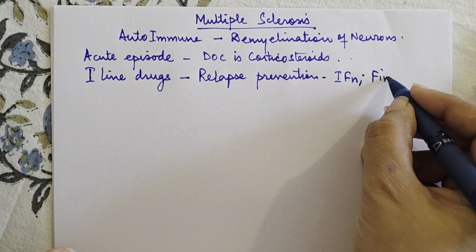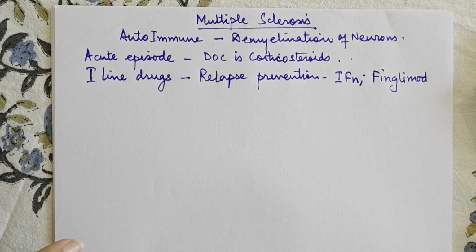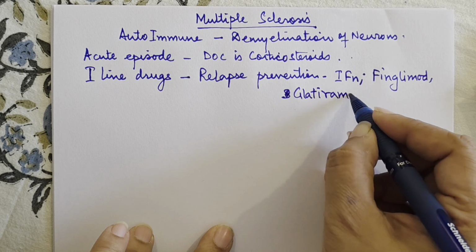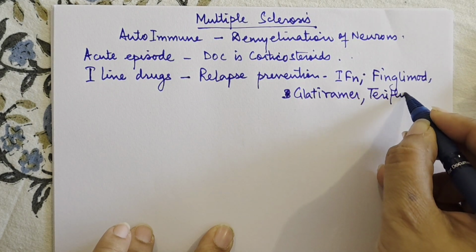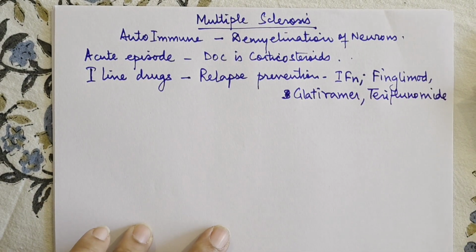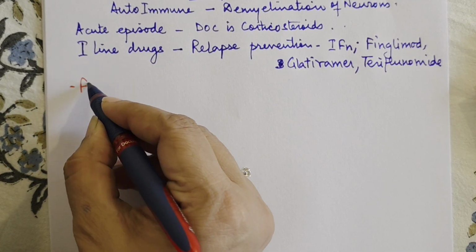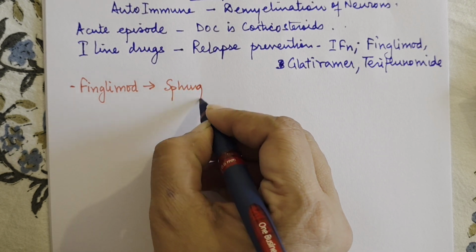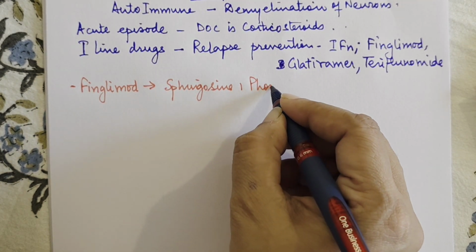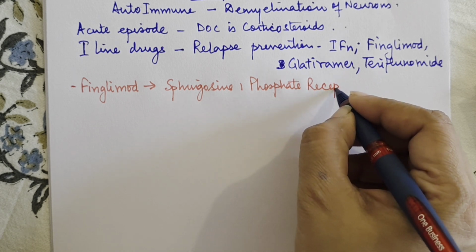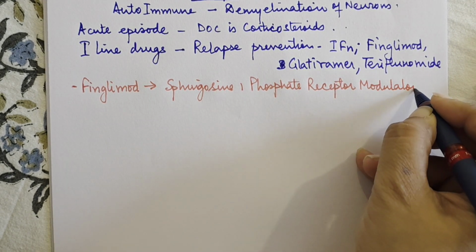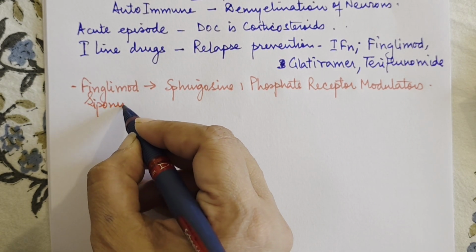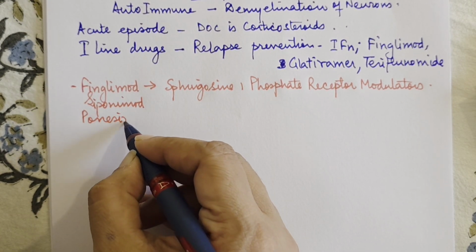उसके बाद आती है fingolimod. Then another drug which is named glatiramer, and teriflunomide. There are many drugs. ठीक है, अब फिंगोलिमोड वगैरह को देखते हैं. Fingolimod, basically these drugs are sphingosine 1 phosphate receptor modulators. These drugs include fingolimod, then other drugs are siponimod, then ponesimod and ozanimod.